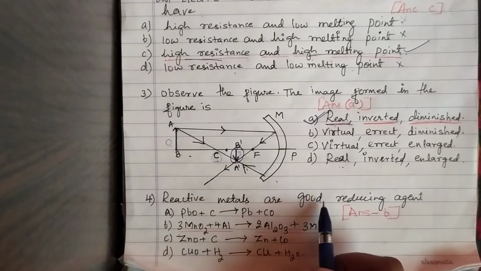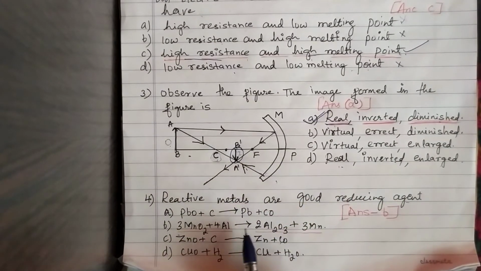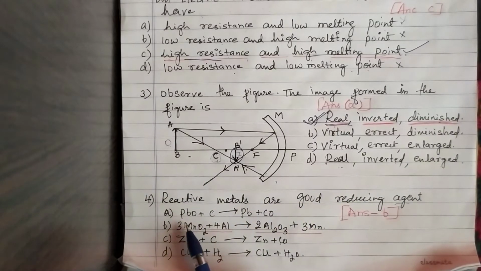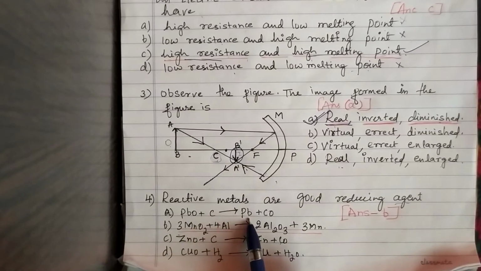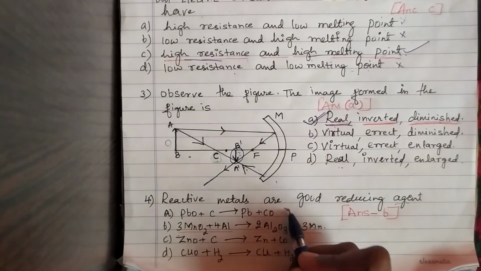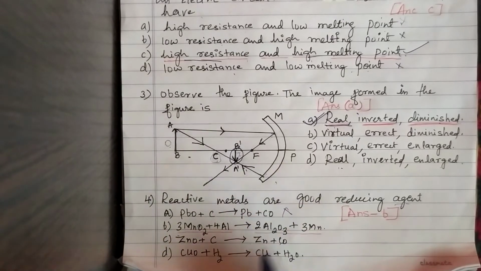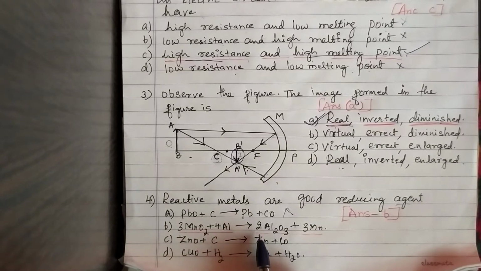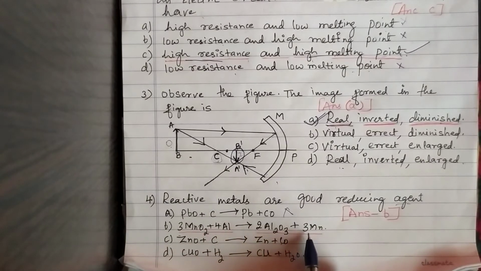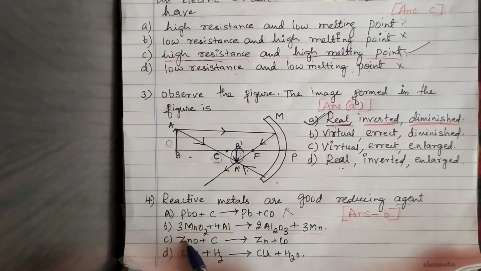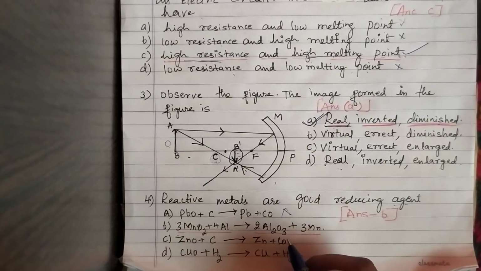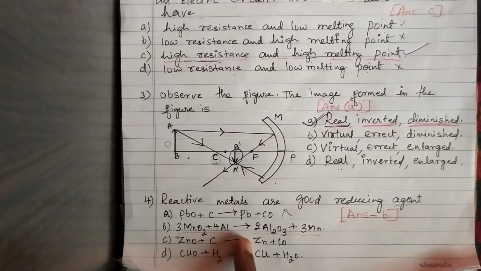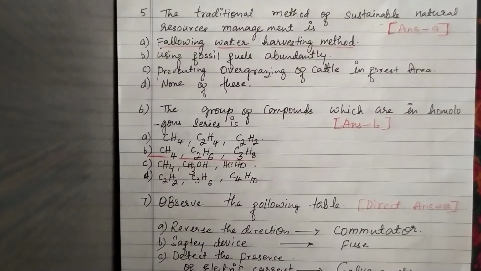Reactive metals are good reducing agents. They've asked whether reactive metals are good reducing agents. Let's go through the options. PbO plus C gives rise to Pb plus CO. This is wrong because Pb is not a good reducing agent. The next option is 3MnO2 plus 4Al gives rise to 2Al2O3 plus 3Mn. So this is right because aluminium is a good reducing agent, and so this is the correct option. Now let's start the next question. That's the fifth one.